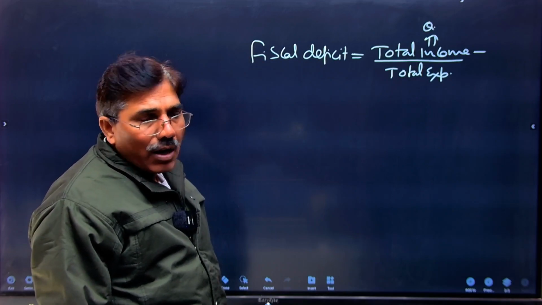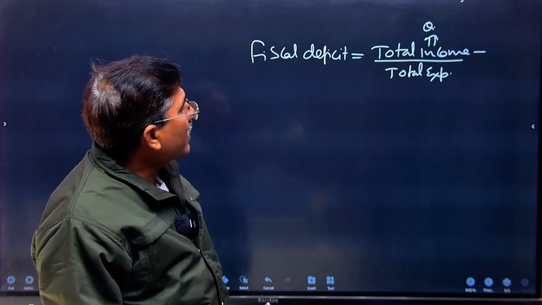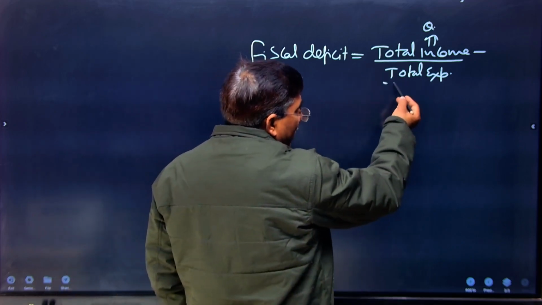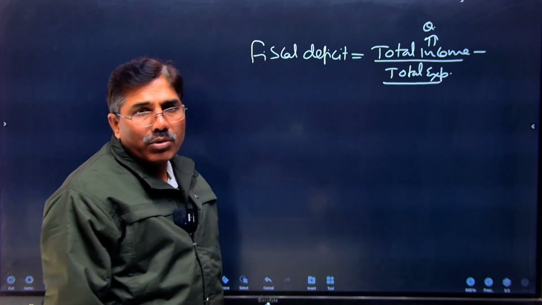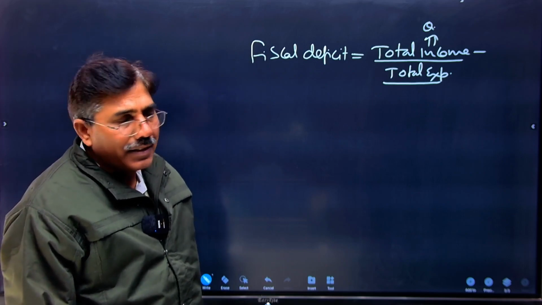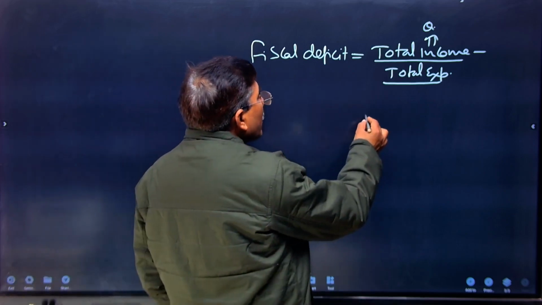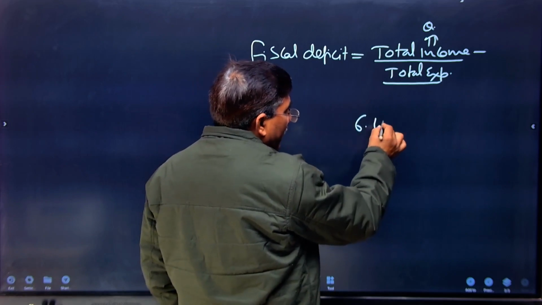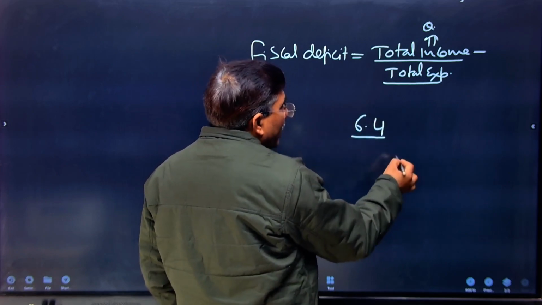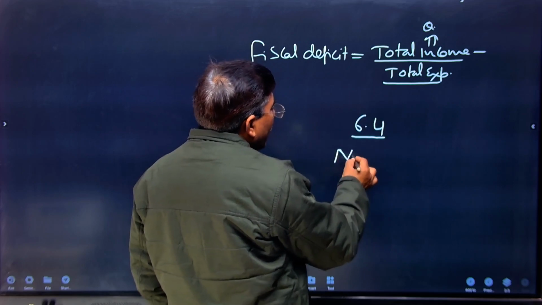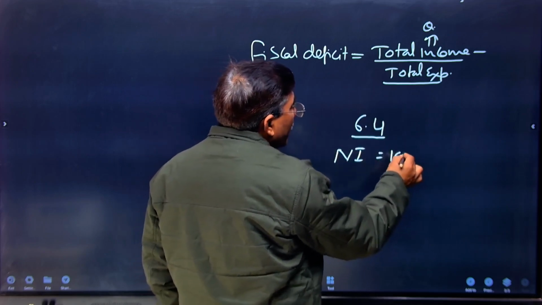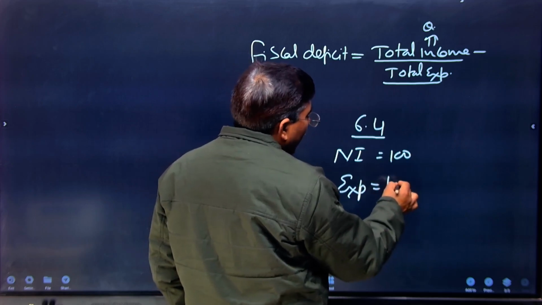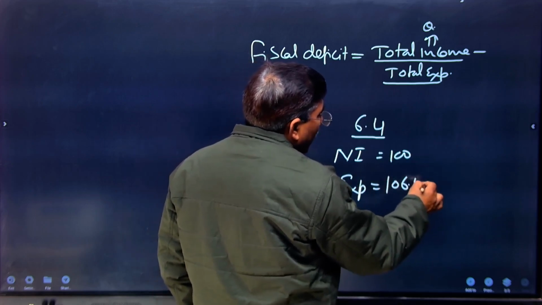Total output of goods and services during a financial year. And total expenditure means the money which is spent by the government during a financial year. For example, suppose in 2023-24 our fiscal deficit is 6.4%, and suppose our national income is 100 rupees, then our expenditure is 106.40 lakh crore rupees.